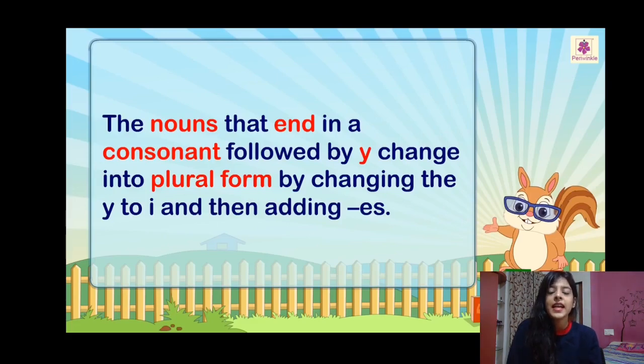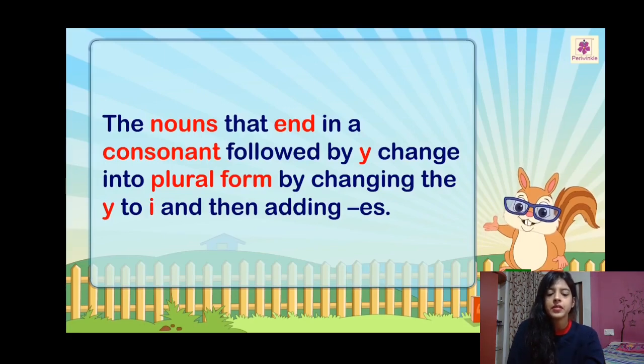So the nouns that end in a consonant, that means the noun which ends in a letter that is not a vowel, followed by y, change into plural form by changing y into i and then adding es. So what do we do if there is a consonant and a y and we have to change that noun into a plural form? We will take out the y, replace it with i and add es.